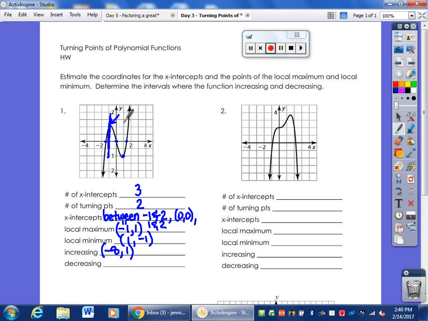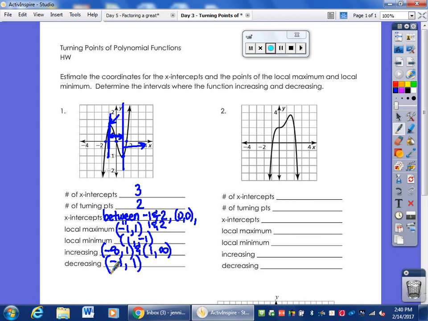And then it starts increasing again from here over. So that would be from 1 to infinity. Okay? So there are 2 places where it's increasing. And then there's only 1 place where it's decreasing, and that's in between these 2, from here to here. Okay, so that would be from -1 to +1. And these are all going to not be including, because the turning points are an actual point. So you don't include, you're going to use parentheses for those.